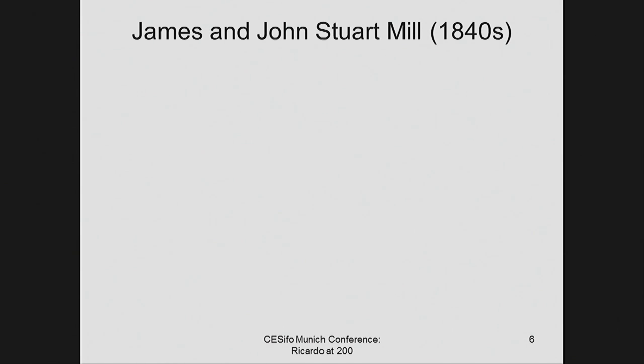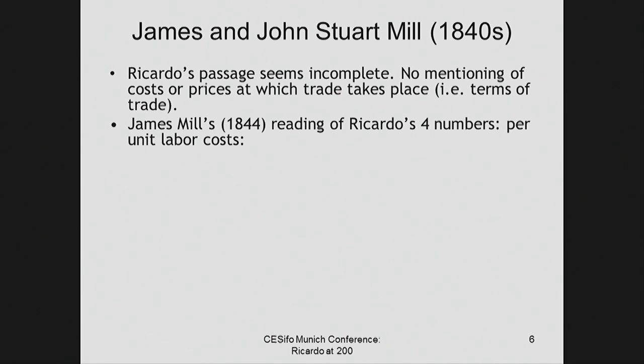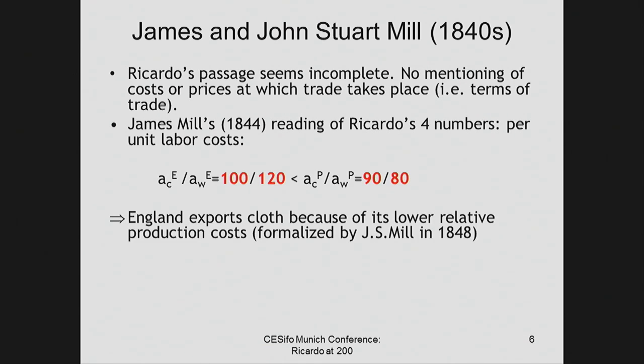And then we go back to the Mills, James and John Stuart Mill, who really provided the analytic framework. The Ricardo passage seems incomplete. It doesn't really mention costs or prices, or the terms in which international trade takes place. And so James Mill did a reading of Ricardo's numbers as per unit labor costs. Okay? And so those numbers are the relative costs, how many labor units are necessary to produce 1 unit of cloth and wine. And it gives you the relative production costs of cloth versus wine in England and Portugal. And then England exports cloth because of its low relative production cost. His son, John Stuart Mill, goes then further on.